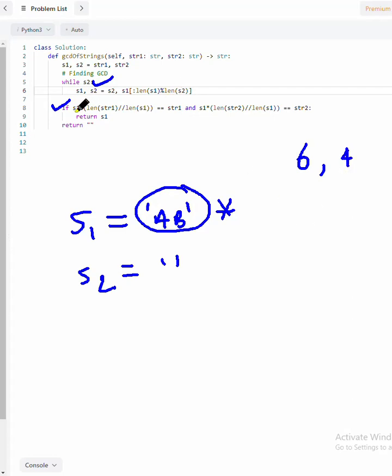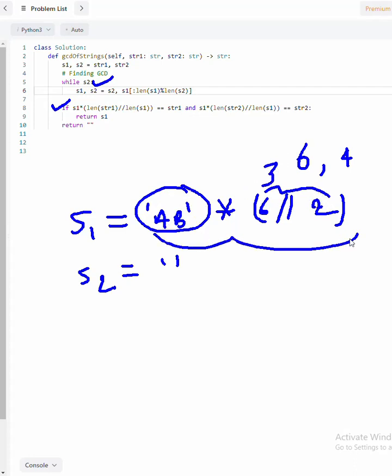So here S1 is AB, multiplied by the length of string 1, which is 6, divided by the length of S1. The length of S1 is 2. So here 6 divided by 2. What will be the result? It will give the quotient. 6 divided by 2 is 3. So AB how many times? 3 times. So AB, AB, AB. Is AB, AB, AB equal to string 1? Yes.